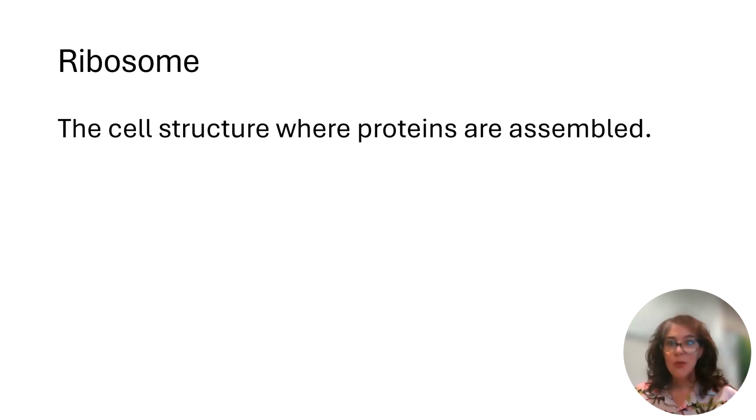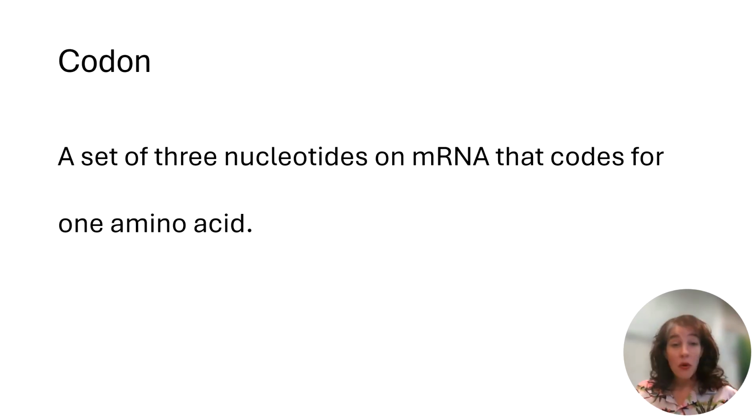We have ribosome, which we've already mentioned, and we should be well aware because we've talked about this organelle many times before. But ribosomes are the cell structure or organelle where proteins are assembled. Codon. A codon is a set of 3 nucleotides, so it's a triplet on mRNA that codes for 1 amino acid. So every codon has 3 nucleotides and codes for 1 amino acid.